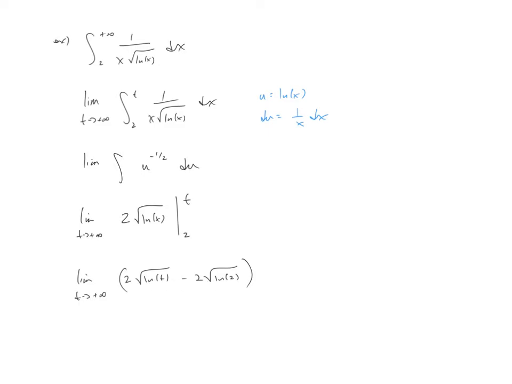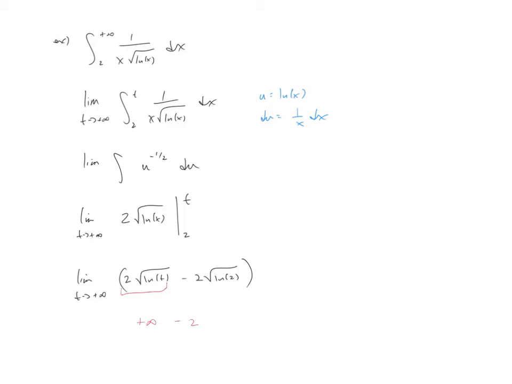Now it's really just a limit problem at this point. As we look at this as a limit, you can see if I take a really big number and plug it into this natural log, that's going to go to infinity. The square root of infinity is infinity. Infinity times 2 is still positive infinity. So this whole piece right here goes to positive infinity.